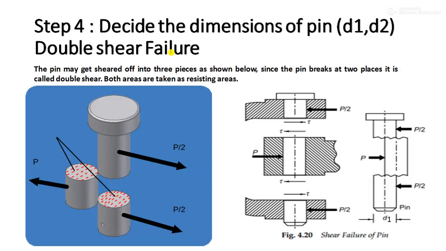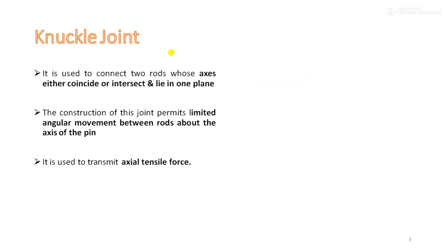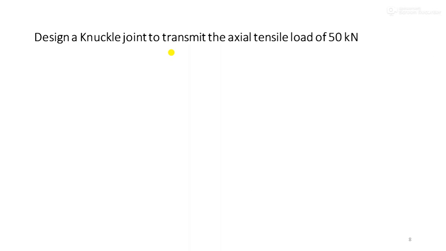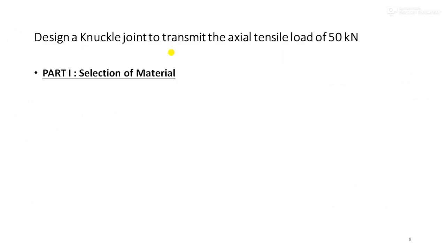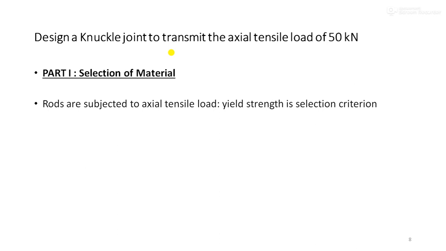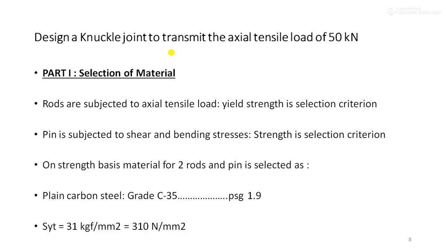So I will just revise. In this particular part, the design of knuckle joints, I will be dividing this video into two parts, design of knuckle joint part 1 and part 2. So in this part we have understood the basics, some applications of the knuckle joint, then the diagram, and the dimensions and notations available in PSG 7.139. Then we started designing a knuckle joint to transmit an axial tensile load of 50 kilonewton. First was the selection of material, selected from PSG 1.9.